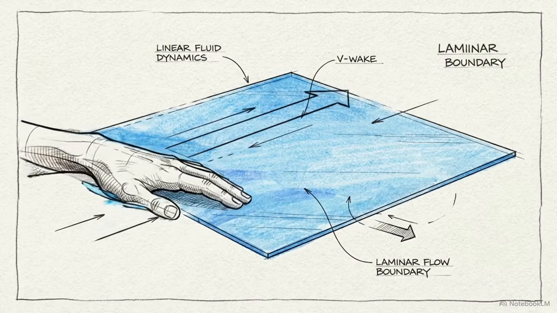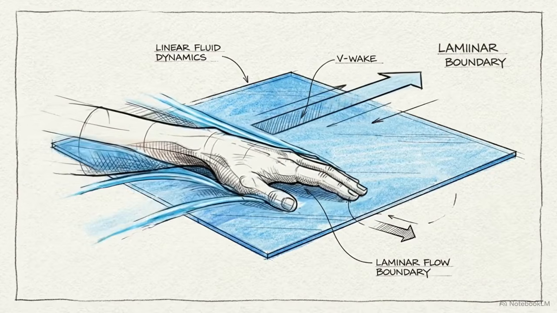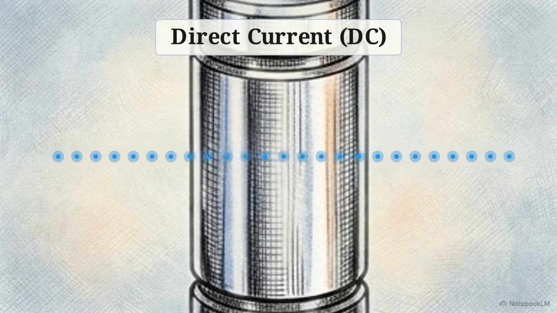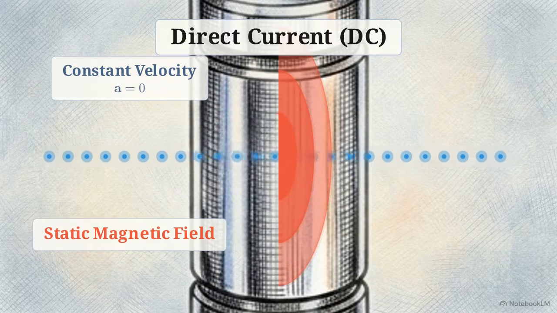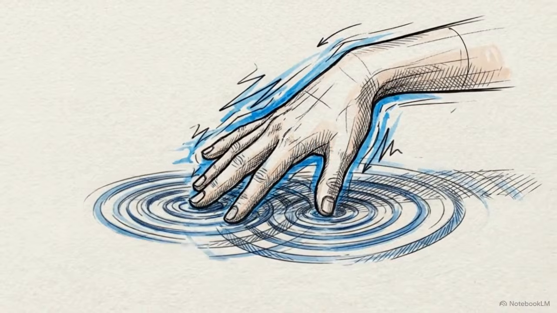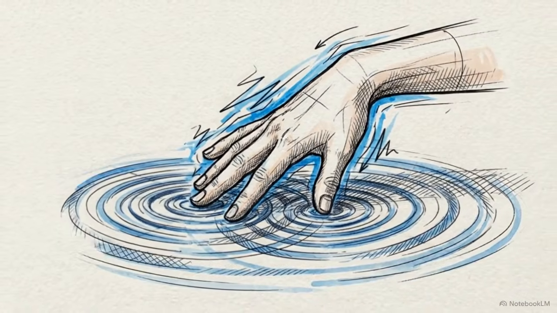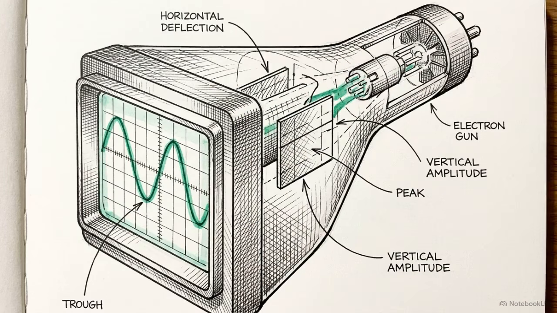If you move your hand steadily across the pool, you'll create a wake, but still no propagating waves. This is like direct current, where electrons flow steadily in one direction. You get a magnetic field, but nothing radiates away. But if you shake your hand back and forth aggressively, you'll see ripples start to travel across the surface. This is the logic behind alternating current.